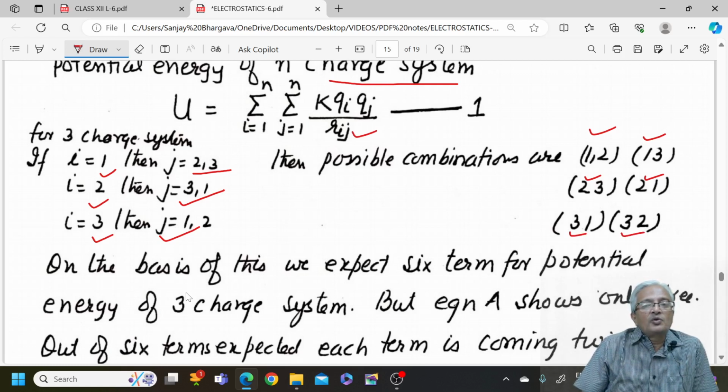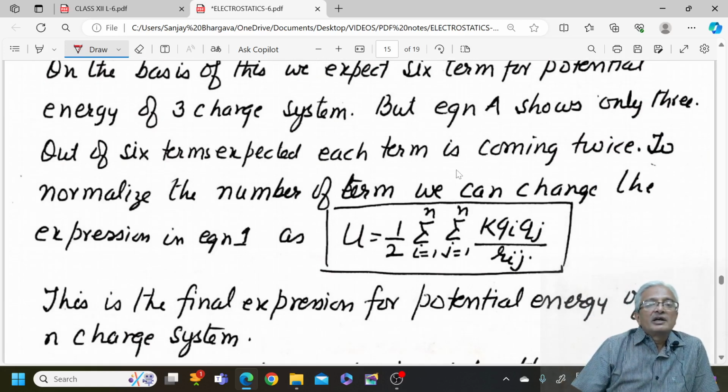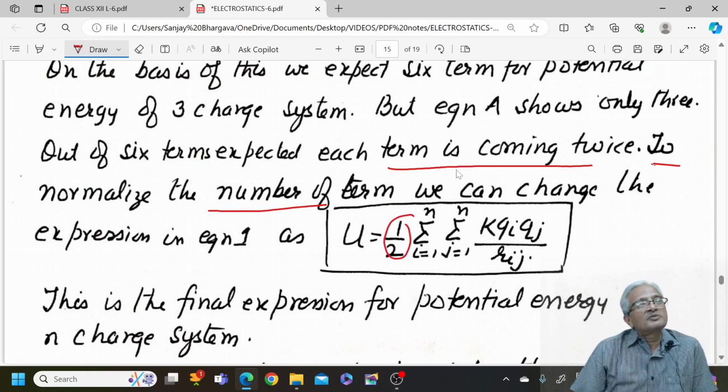There are 6 combinations. But in the expression, we had only 3. So 1, 2 and 2, 1 are identical. Similarly, 2, 3 and 3, 2 are identical. 3, 1 and 1, 3 are also identical. That means each term is coming twice. So on the basis of this, we are expecting 6 terms for the potential energy of a 3-charge system, but equation A shows that it has only 3 terms. Out of 6 terms, each term is coming twice, so you need to normalize the number of terms in the expression of equation 1. That is why we are using a factor of half to reduce the number of terms from 6 to 3.